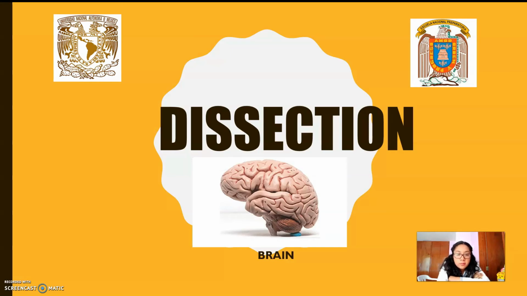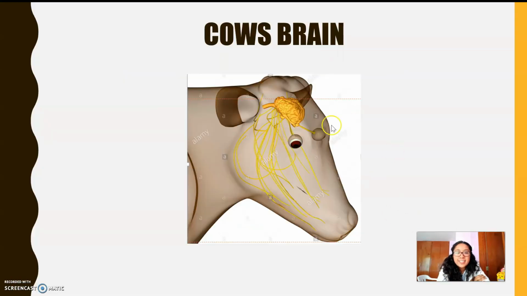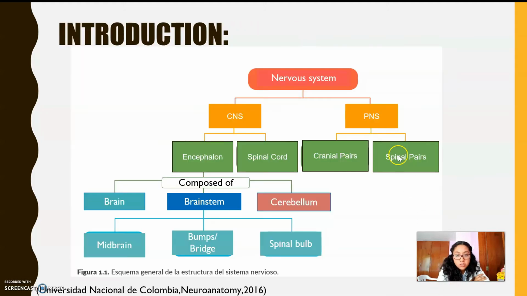Today we have the pleasure to make a brain dissection, and you will be asking what type of brain? Well, it would be a cow's brain. Here we can see it. So let's begin with a small introduction.